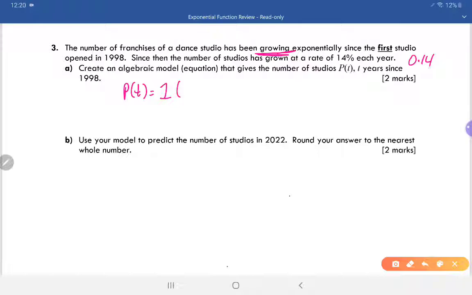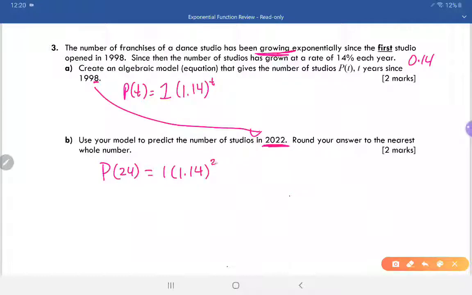And then remember that when it's a growth rate, you have to add 1 to that. That represents 100%. So 1.14 is our growth rate because it's 100% plus an extra 14% growing. And we want to put that to the power of time. If we want to find the number of dance studios in 2022, we need to figure out how many years has passed from 2022 back to 1998. Well, there's 22 years in the year 2000, and this is 2 years before the year 2000. So we're looking for P at 24 years because there's been 24 years from here to here.